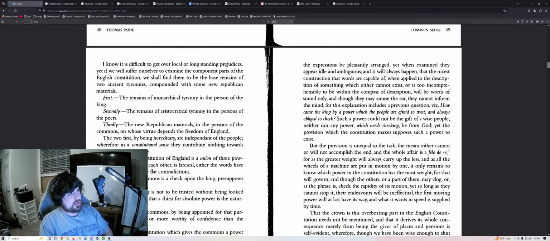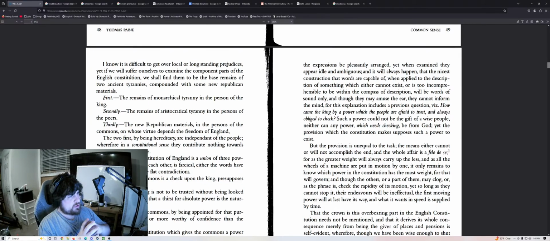I know it is difficult to get over local or long-standing prejudices, yet if we will suffer ourselves to examine the component parts of the English Constitution, we shall find them to be the base remains of two ancient tyrannies, compounded with some new republican materials. First, the remains of monarchical tyranny in the person of the king. Second, the remains of aristocratical tyranny in the persons of the peers. Thirdly, the new republican materials, in the persons of the commons, on whose virtue depends the freedom of England.